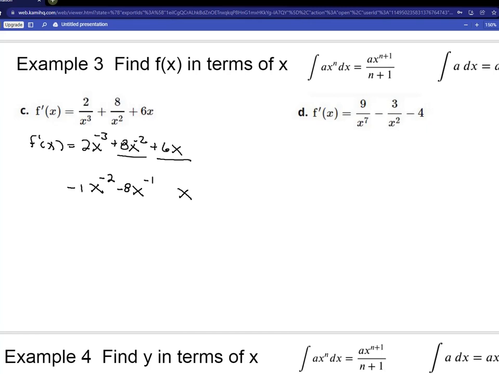and then I ask myself, what's the exponent? It's a 1, so I have to add 1 to it. So what's it going to become? It's going to become x to the power 2. And now I'm going to take the 6 and divide by 2. So what am I going to get? Plus 3x squared. And then put a plus c on the end. Right? All right, try doing D.